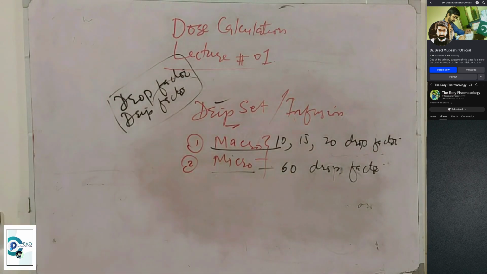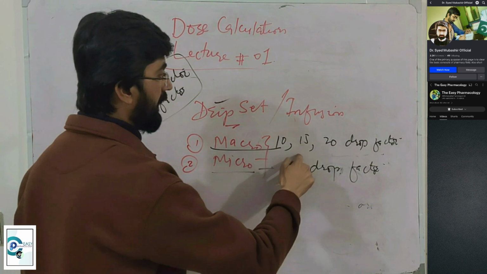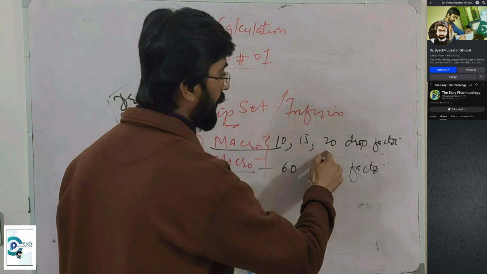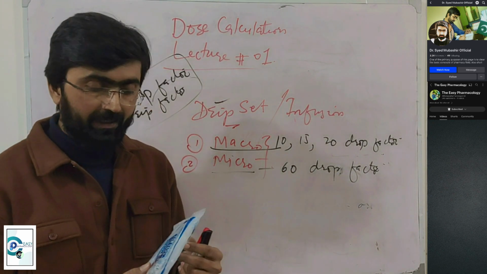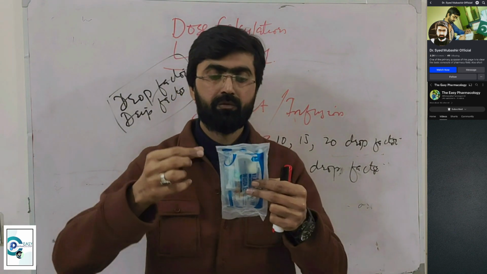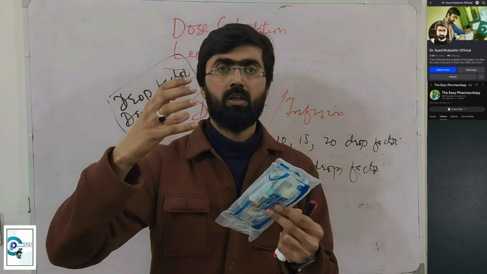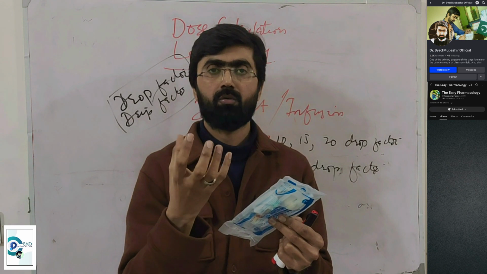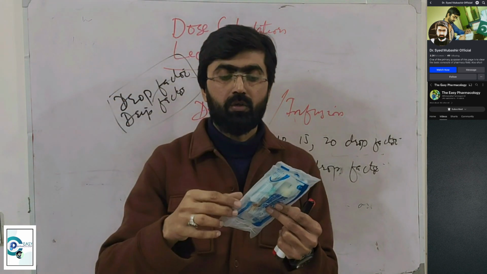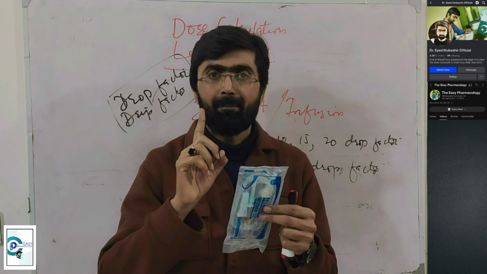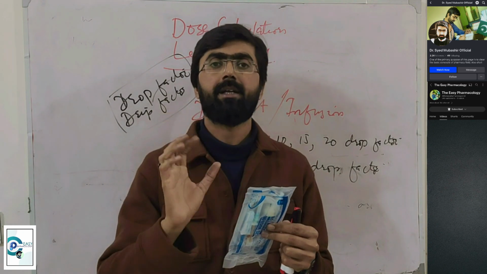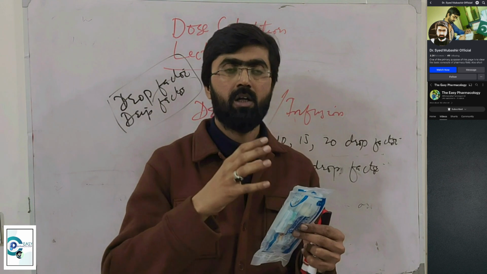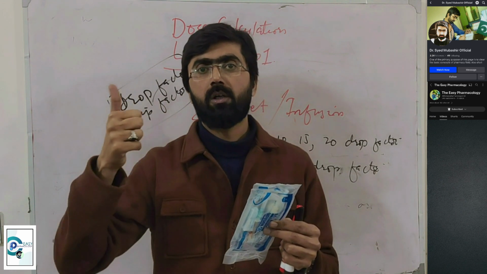20 drops. And I have also mentioned here the macro drip set, which has a drop factor of either 10, 15, or 20. Now what does it mean? It means that when you start this drip set, you will see drops falling by gravitational force. So 1 ml will contain 20 drops. Whatever ml you start for infusion, 20 drops will be equal to 1 ml.